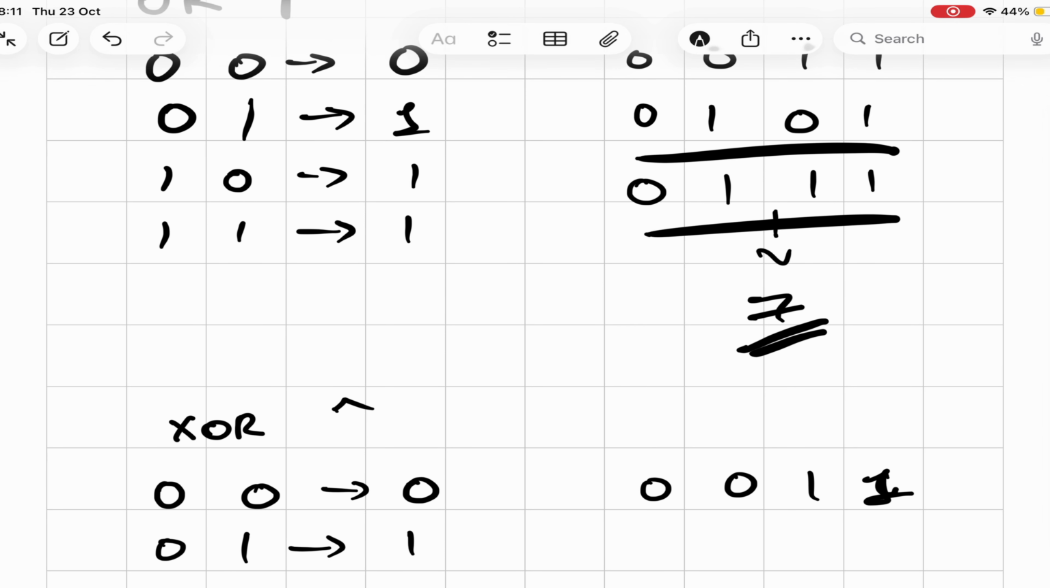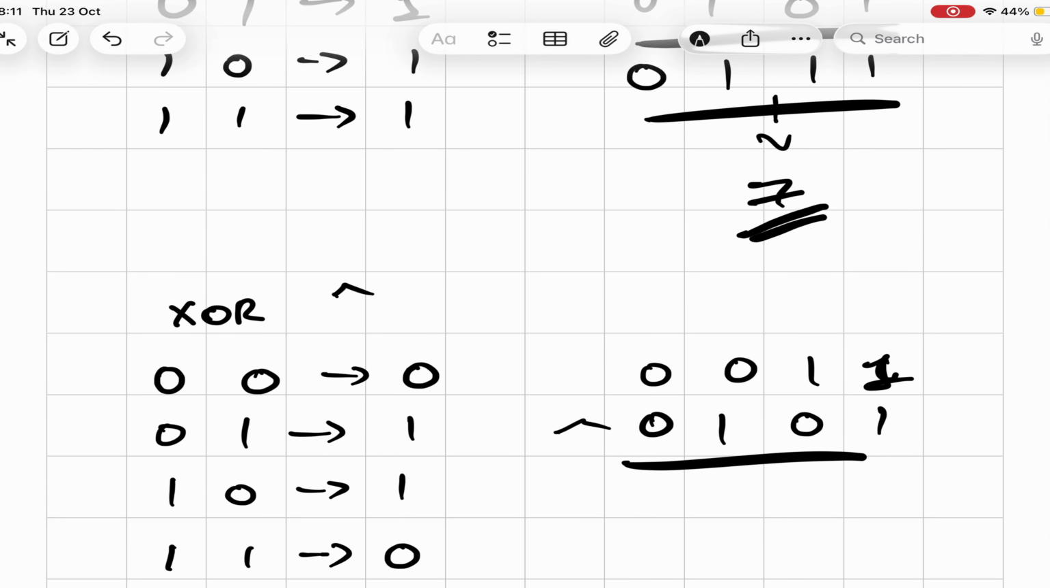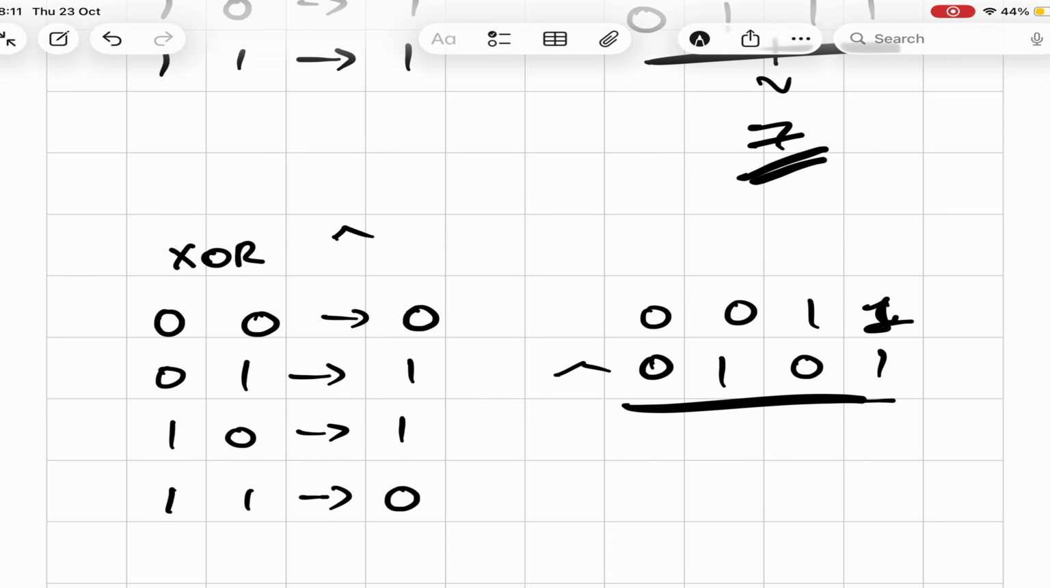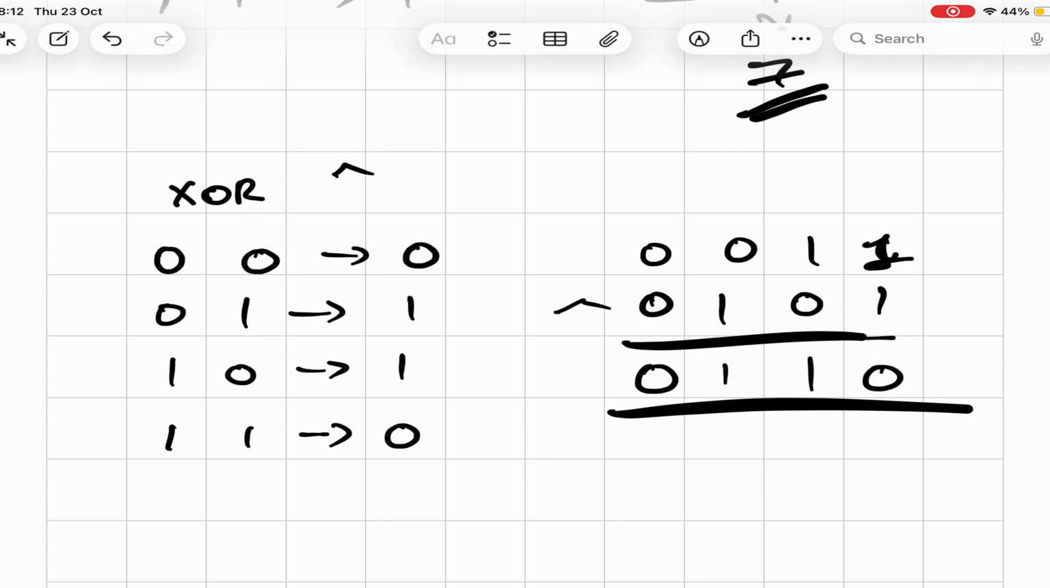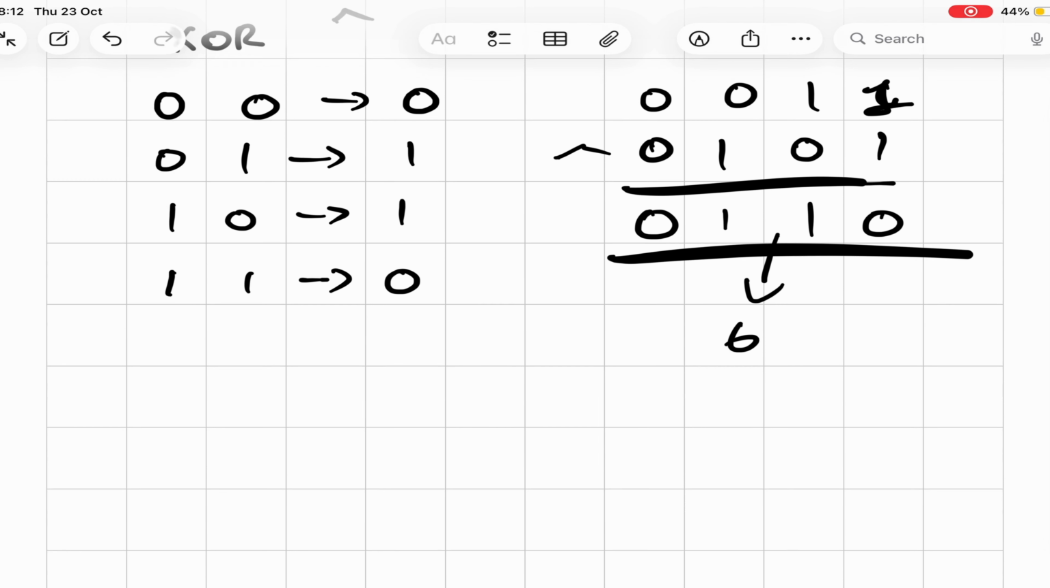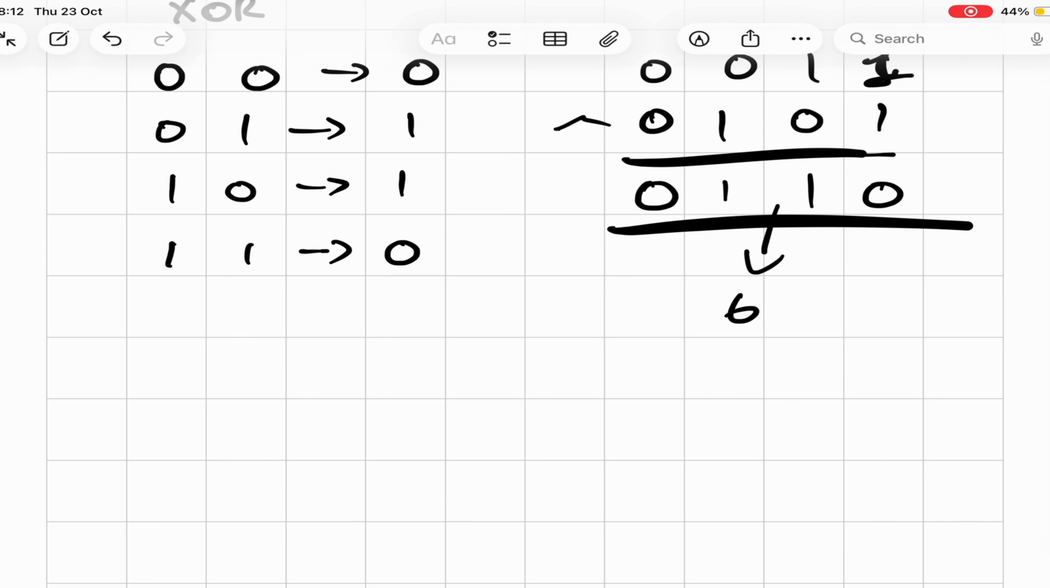So 0011 and 0101. Okay, so when you are performing the XOR operation on this one, initially the first one will be 0, this will be 1, this will be 1, this will be 0. So this is nothing but 6. You are getting the value 6. So this is the XOR operator.